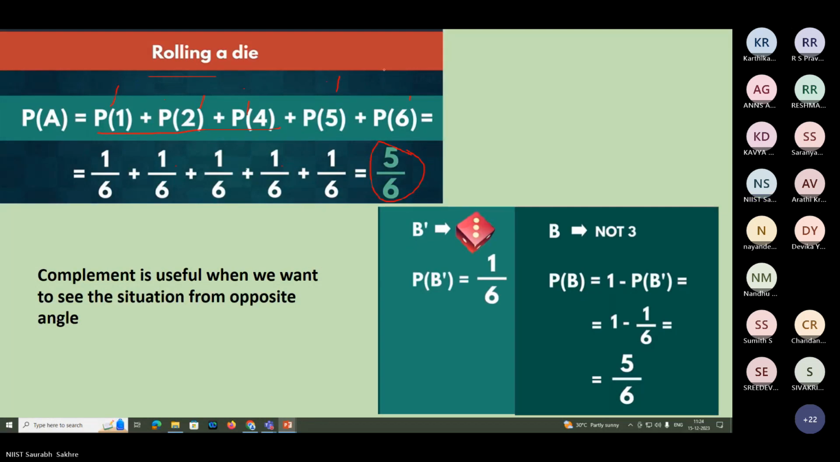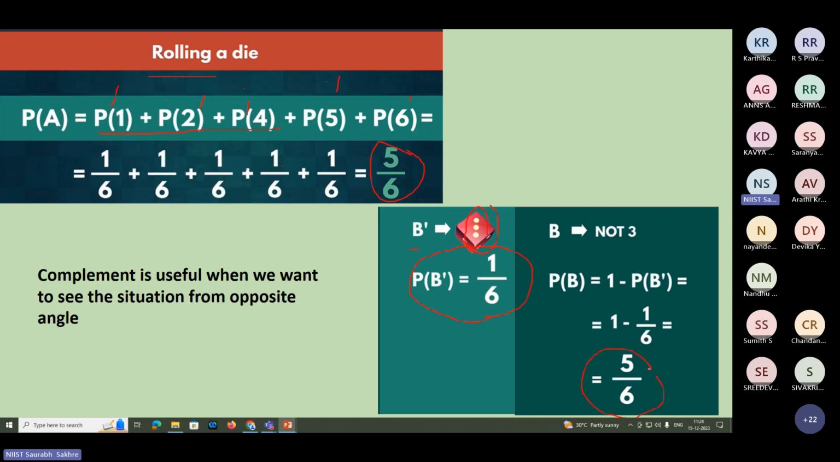Now suppose I want to see for 3. You can see the probability of B dash. It will also be 1 by 6. And what I can do is simply subtract the probability of B occurring from 1.